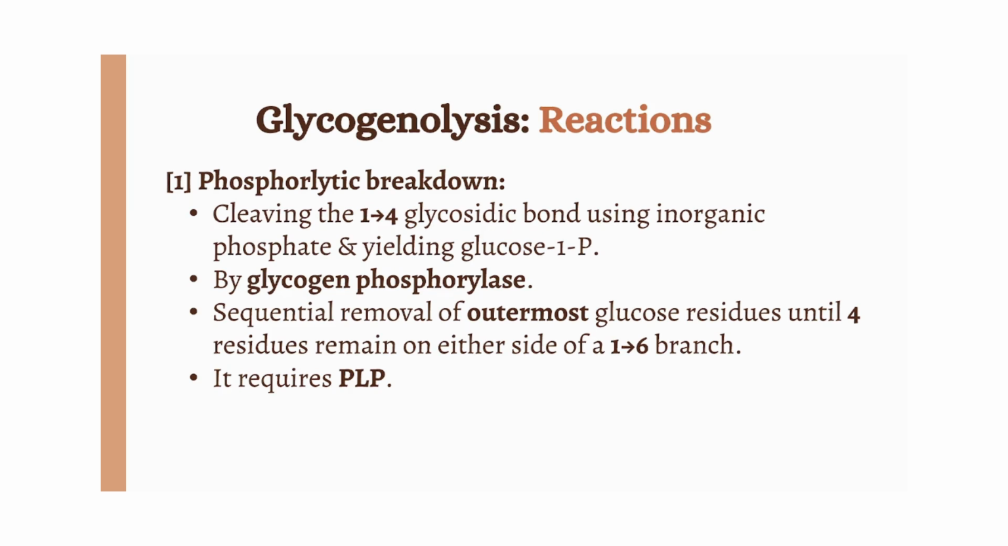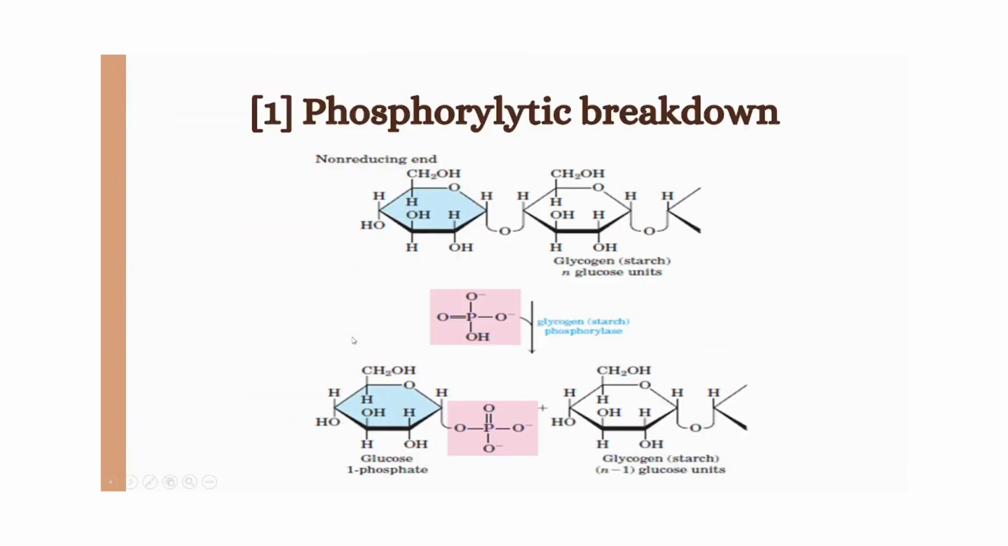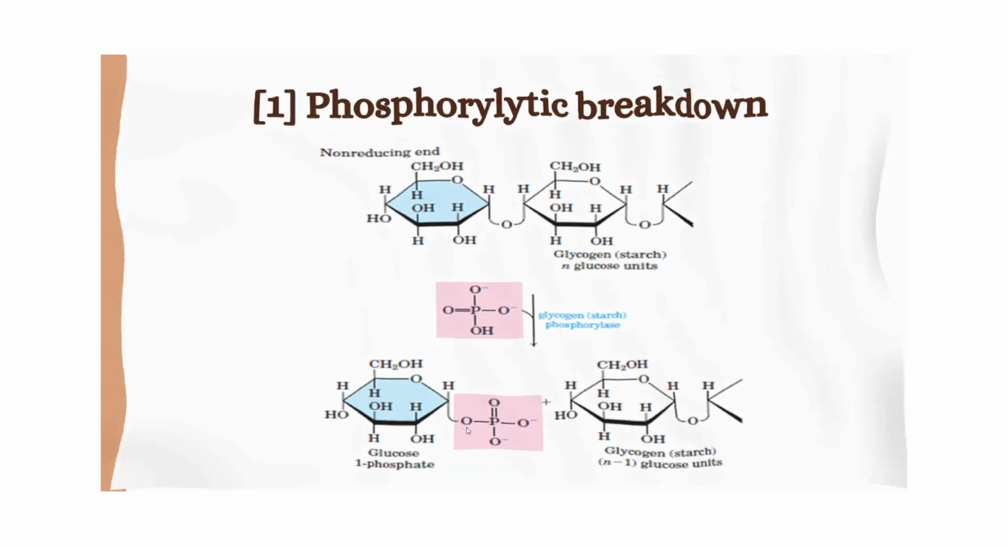It will continue cutting as long as it is 4 residues away from the branching point. And the coenzyme for this glycogen phosphorylase is vitamin B6 in the form of pyridoxal phosphate. So phosphorylase will start cutting, for example, from this side. It will cut this one, and it will stop because it is now 4 molecules away from a branching point. And this is what we mean by phosphorolytic breakdown of 1 to 4 glycosidic bonds with release of glucose 1-phosphate.